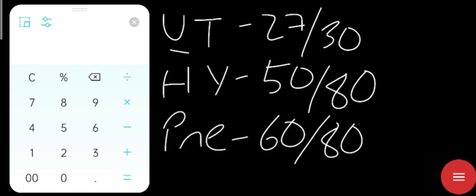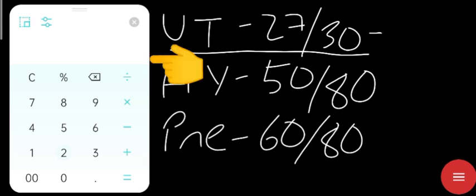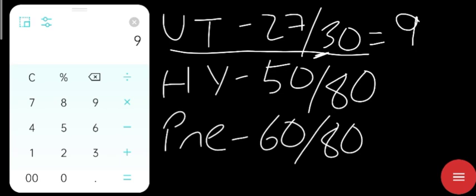First, for the unit test, if we need to find out how much is 27 out of 30 in percentage, or how much we have to award it out of 10, you just divide 27 by 3. You can look at the left hand side calculator. When you divide 27 by 3 you get 9. That means 27 is 90% of 30, and out of 10 the marks awarded to the child should be 9. So this is the unit test weightage.